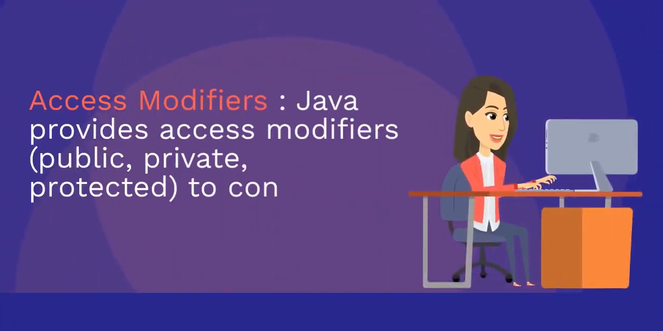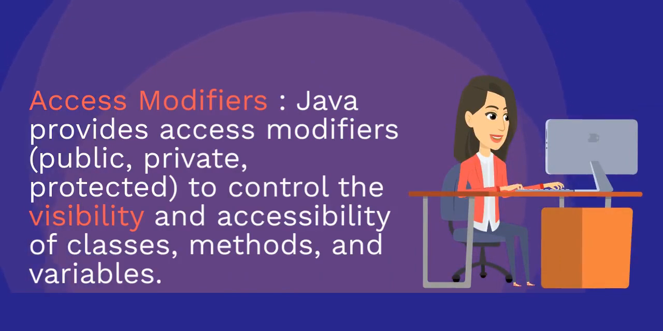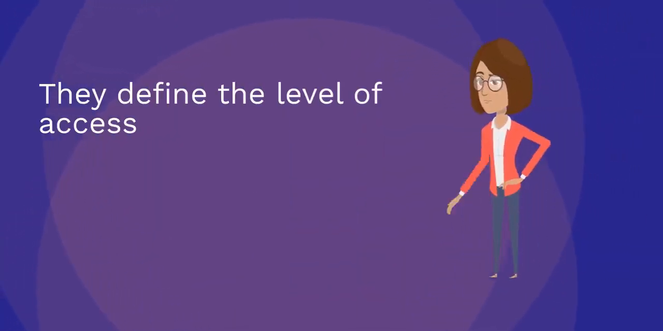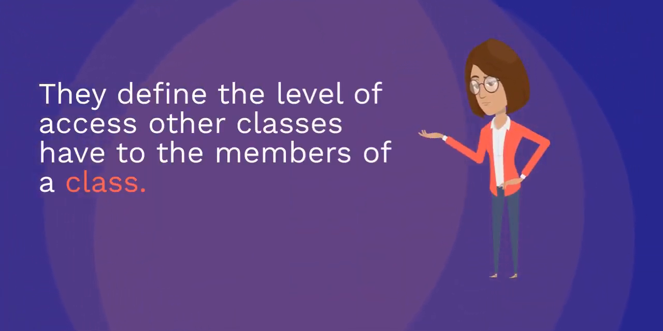Access modifiers. Java provides access modifiers, public, private, protected, to control the visibility and accessibility of classes, methods, and variables. They define the level of access other classes have to the members of a class.